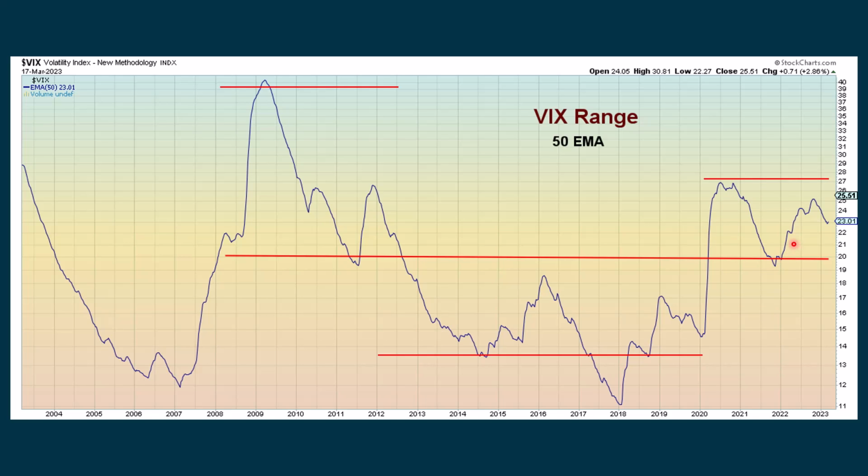And this is designed to be more dynamic, so it changes over a period of time, where usually we use the VIX with static numbers, 12 to the downside and 20 to the upside. Well, this adjusts as market conditions change.